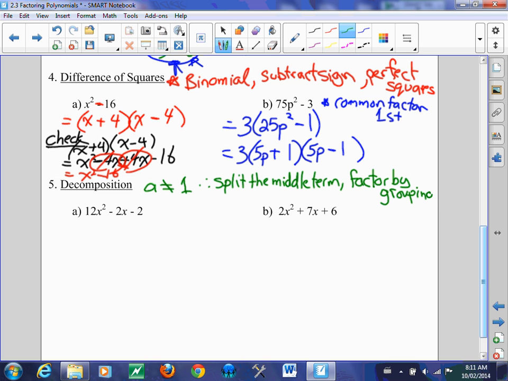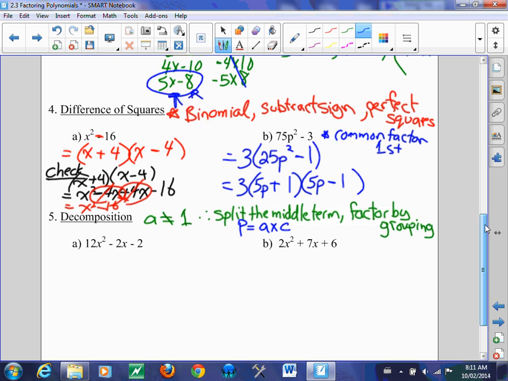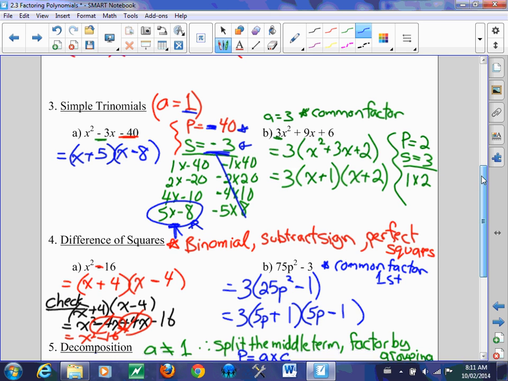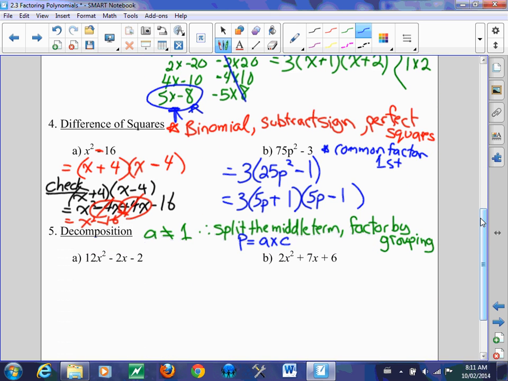And because we have to do this a little different, just remember that the product in this case equals a times c. It actually always equals a times c. If I back up here, when a equals 1, it's still a times c. We just always just say it. We always look for the c value. So remember, product is a times c. That's my biggest mistake when people do decomposition. They forget that.